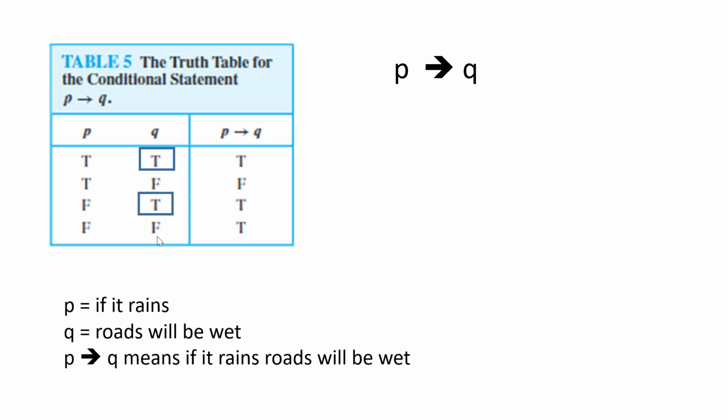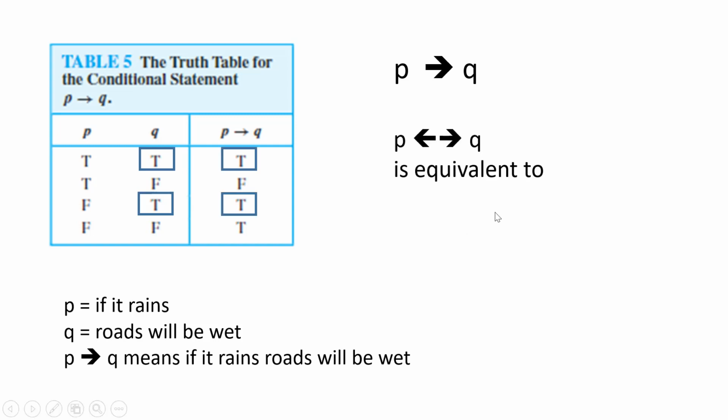It is reasonable to think that if the roads are not wet, then it probably did not rain, which is the same as saying if it rains, then the roads are wet. So it is reasonable to think P and Q both being false still makes P implies Q true. Think about this table a bit more using other examples.